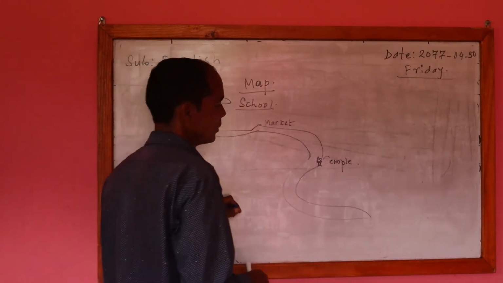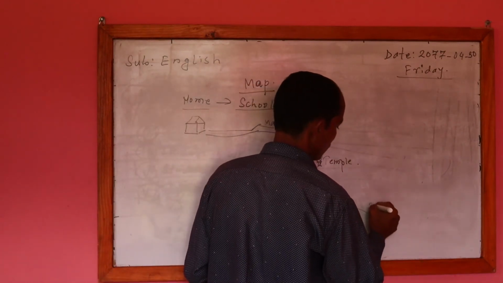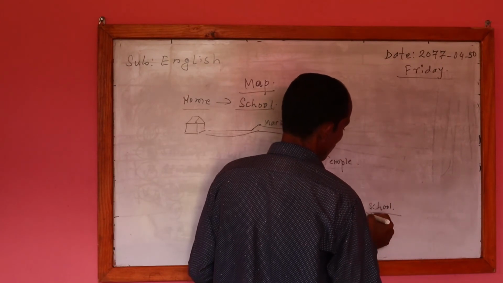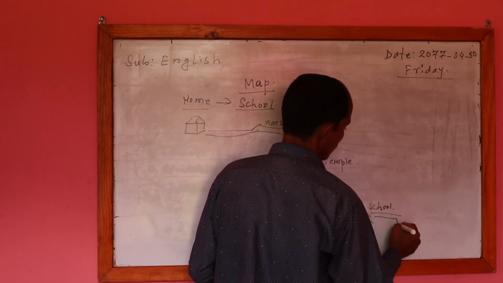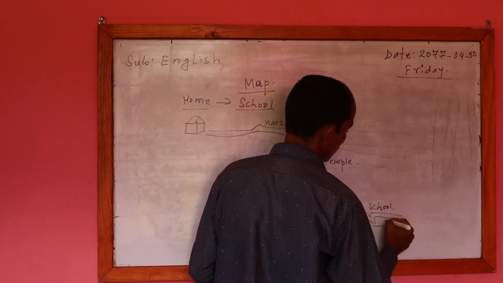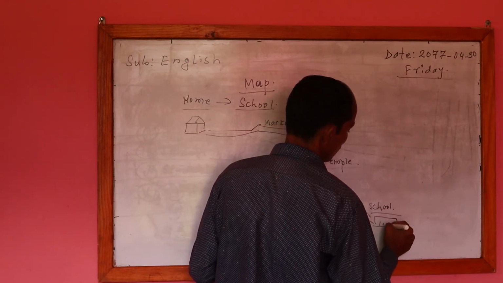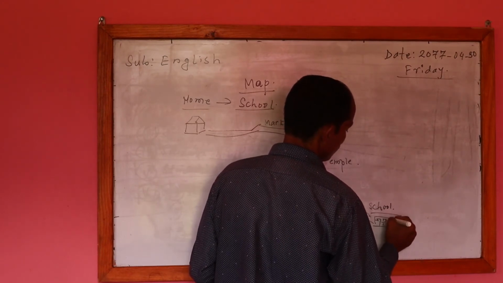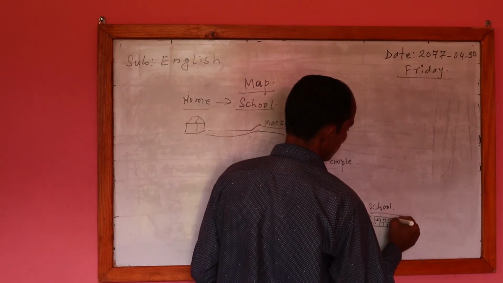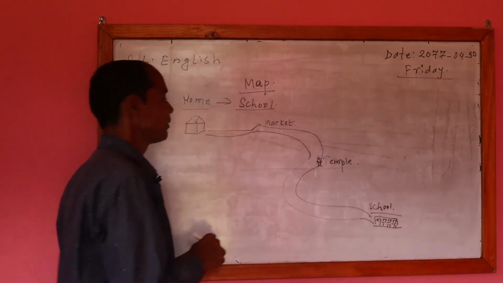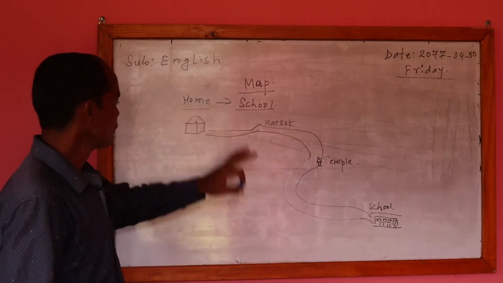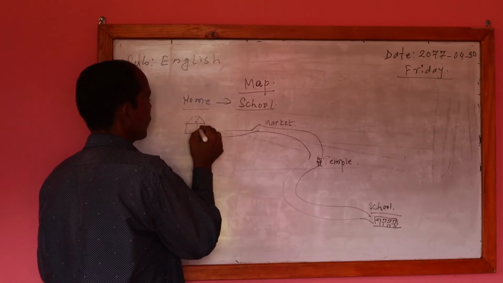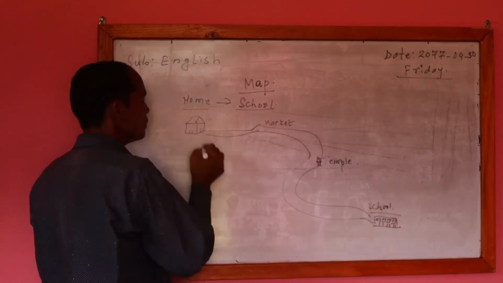Here is the school, like this way. Okay, so we have to know how to draw the map. If we know how to draw the map, it will show us the exact place, and we can reach the exact place. Like this way we can draw the map. A map helps us to reach the exact place.